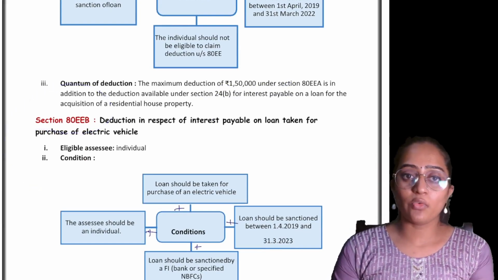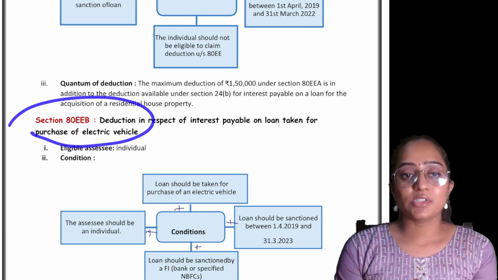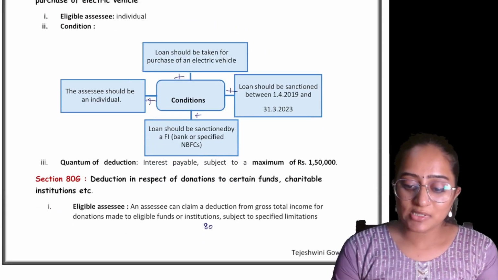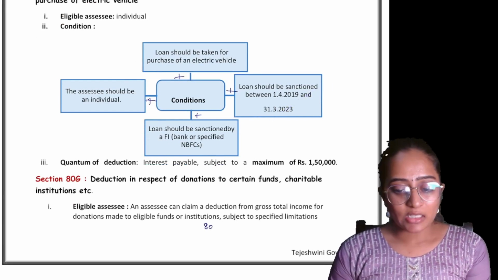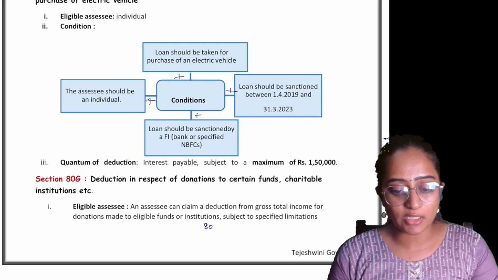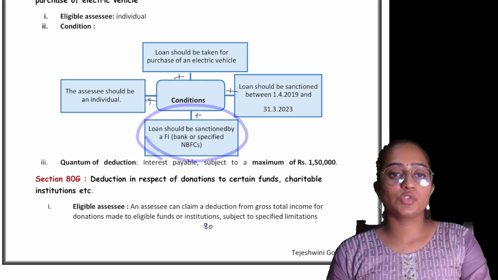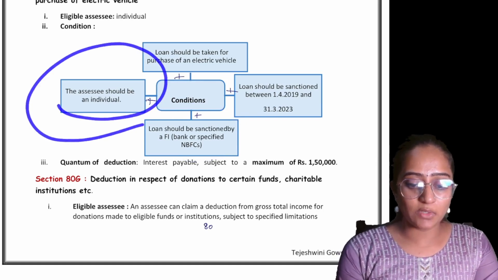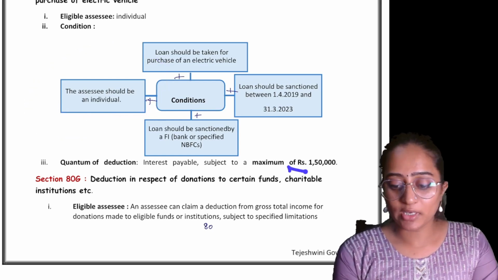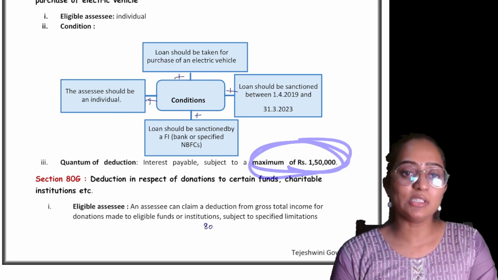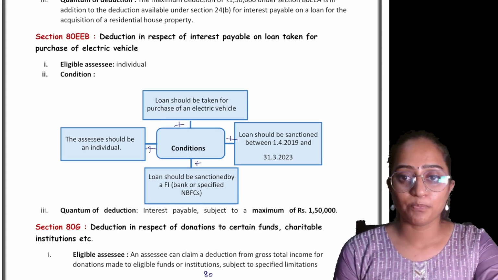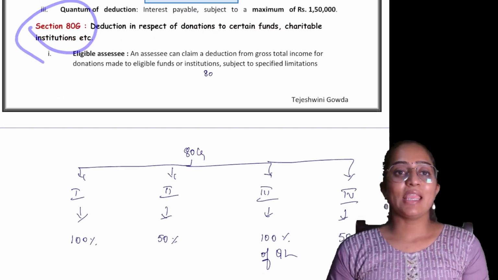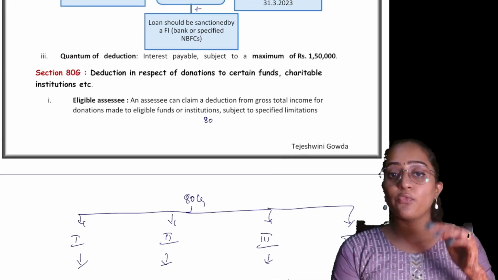Section 80EEB speaks about deduction of interest payable on a loan for the purchase of an electric vehicle. The loan should be taken for the purchase of an electric vehicle. The loan should be sanctioned between 1/4/2019 and 31st March 2023. The loan should be sanctioned by a financial institution, bank or specified NBFC, and the assessee should be an individual. If all the conditions are satisfied, you will get a maximum deduction of 1,50,000 rupees under section 80EEB. Clear? Next.